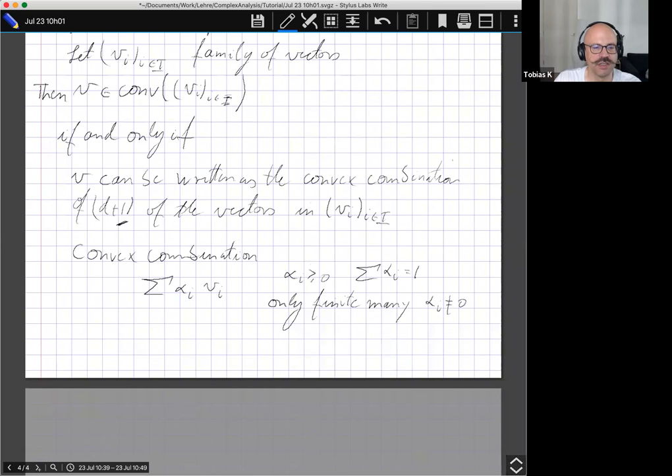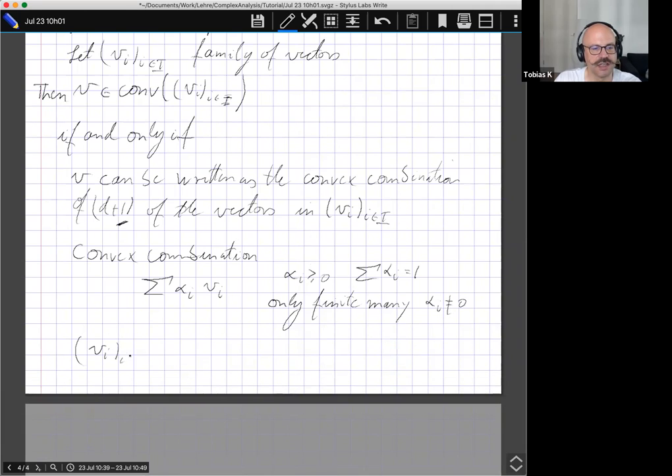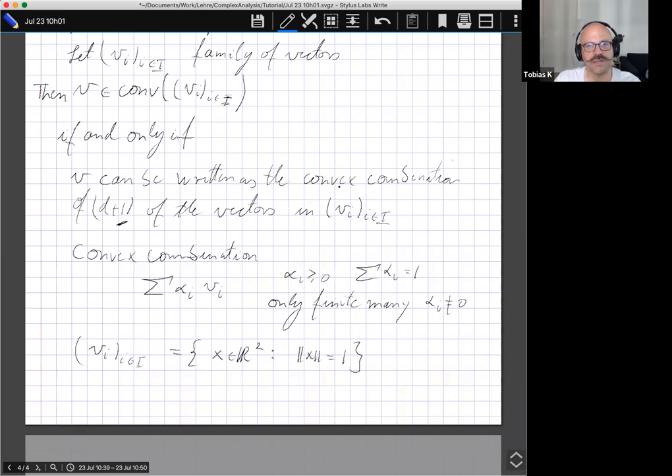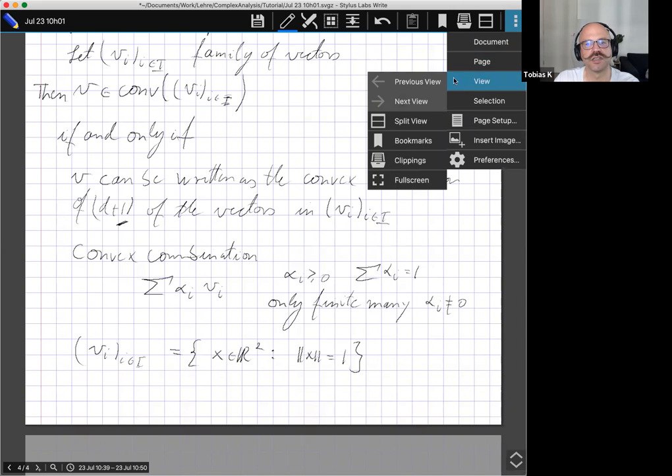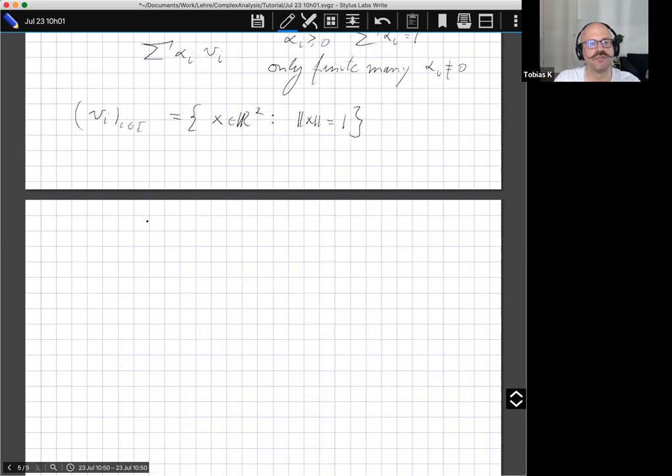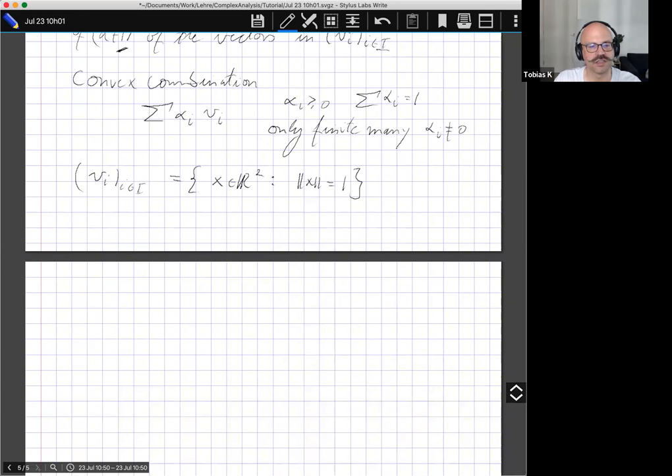So for example, if as convex set, your collection v_i, i in I, is just, let's say you take the set of all vectors x in R^2 such that the length of x is equal to 1. So let me add a page. So this is just the unit circle.